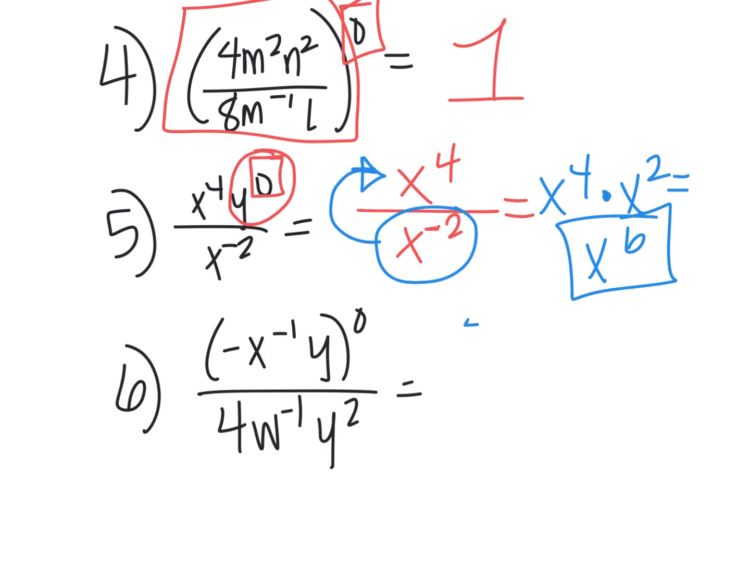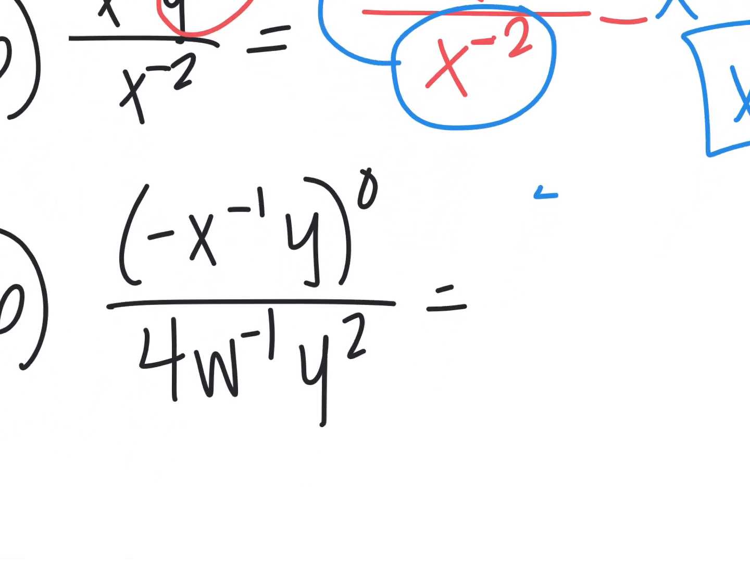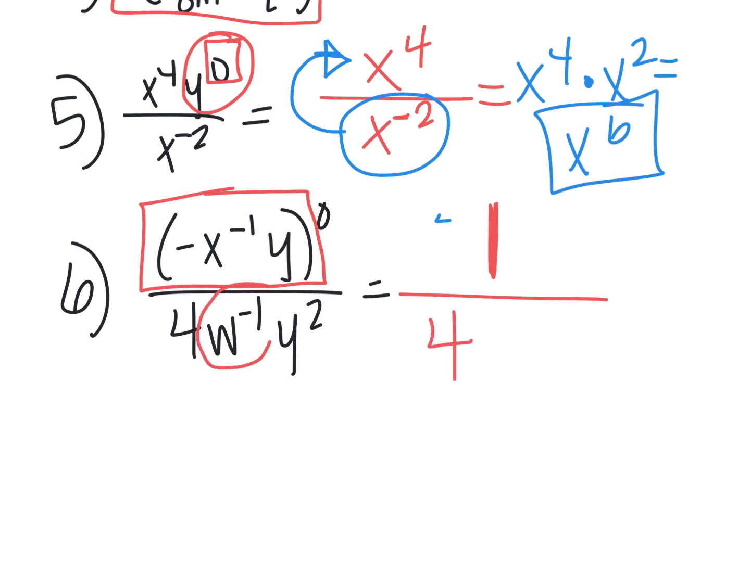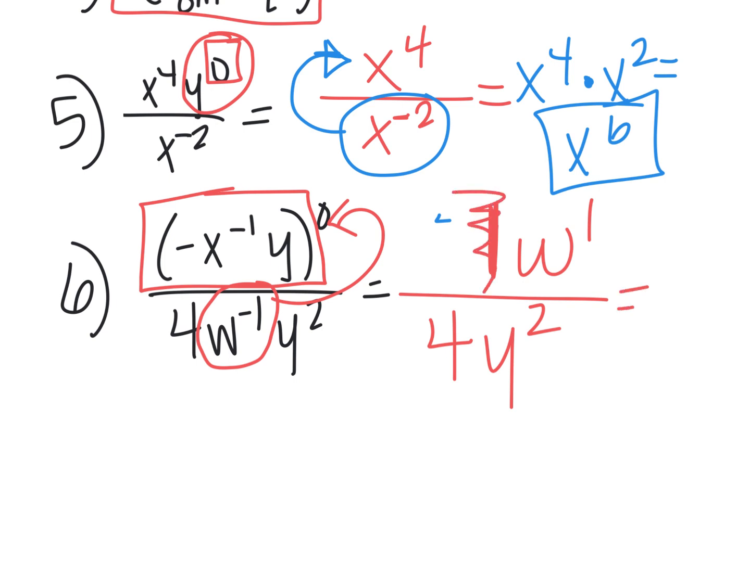For number 6, I'm going to zoom in a little bit. So this whole thing right here is to the power of 0, so I know that on the top I have 1. Then on the bottom I have 4, and I know that w to the negative first power goes to the top, so I'm just going to rewrite that, w to the first, and then the y squared stays on the bottom. So then my answer, I'm just going to simplify, get rid of that 1. My answer then would be w over 4y squared.